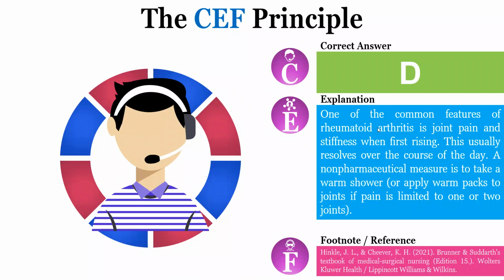So one of the most common features of rheumatoid arthritis is basically joint pain and stiffness when first rising. This usually resolves over the course of the day, and a non-pharmacological measure is to take a warm shower, or have warm packs to the joints if pain is limited to one or two joints. And then if pain worsens, the nurse may elect to contact other members of the healthcare team for additional interventions. As I mentioned, this is focused on delegation. So the best answer for number two is letter D.